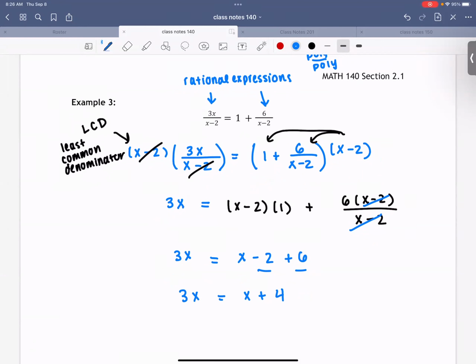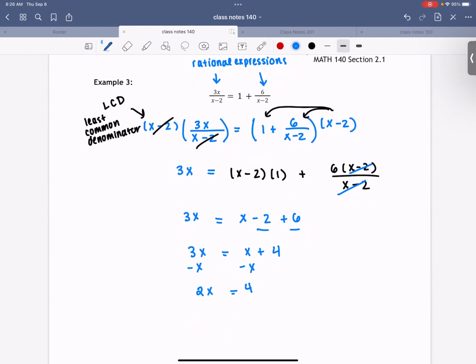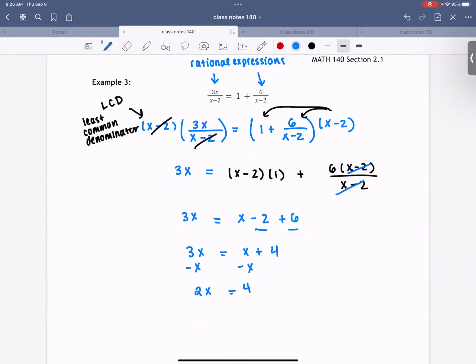Stephen? Yeah, subtract x from both sides. We really want all the x's on one side, all the numbers on the other side, so we can divide out by the coefficient of x. So let's subtract x on both sides. We've got 2x equals 4. Okay. And I guess all we have to do is divide by 2 on both sides, right? To get rid of that 2. And x equals 2. Okay.